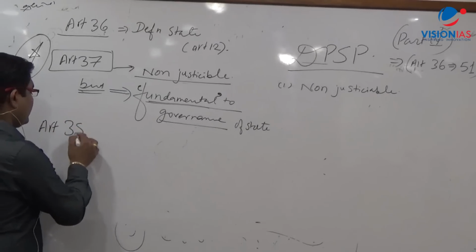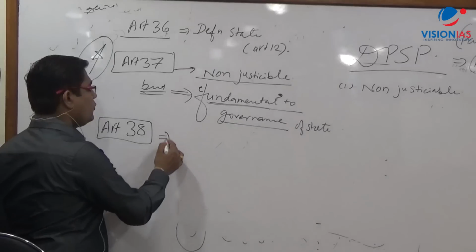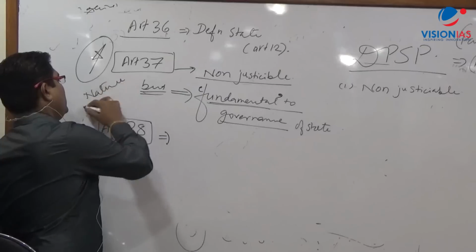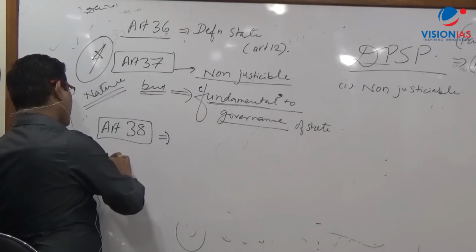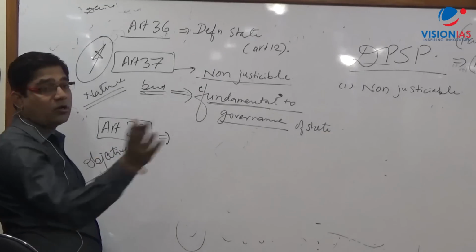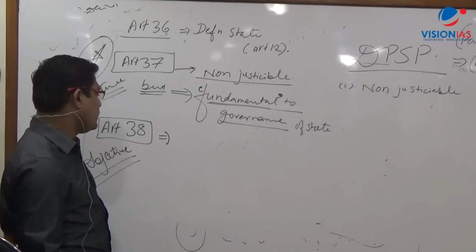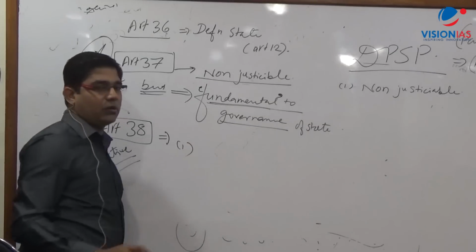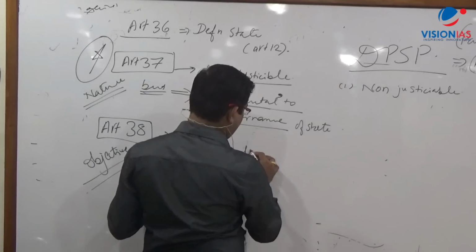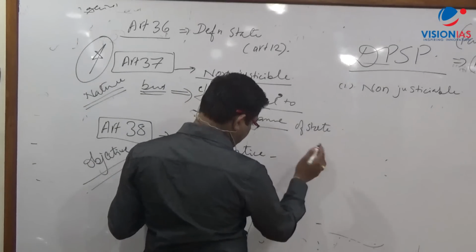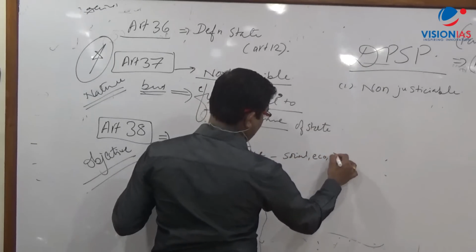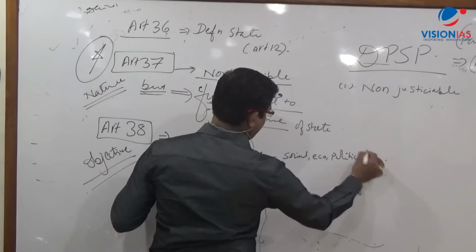Article 38. Article 38 is broadly objective. यहाँ पे तो nature पता चला कि क्या है, वो justiciable है या नहीं है. Article 38 is broadly talking about all the DPSPs regarding what is the objective, what is broader objective of all the DPSP. What is the broader objective? There are two things here. Yes, basically it is creating the justice that is, yes, social, economic and political justice.